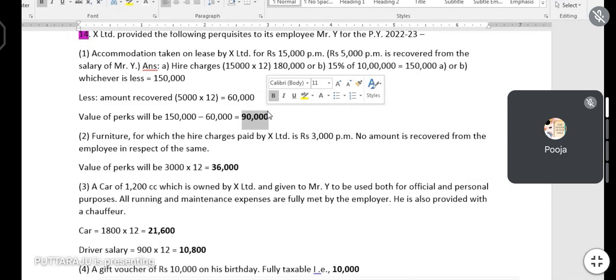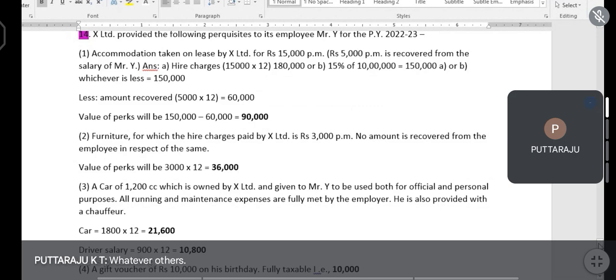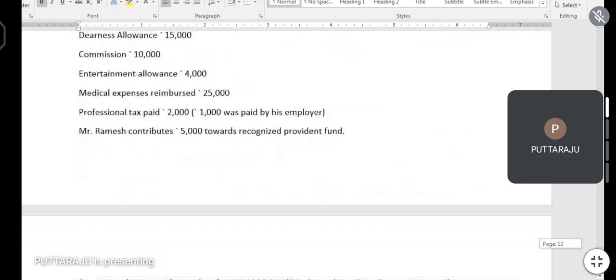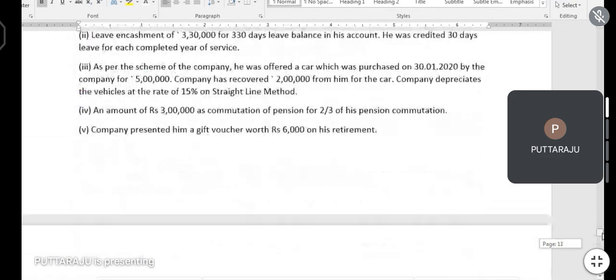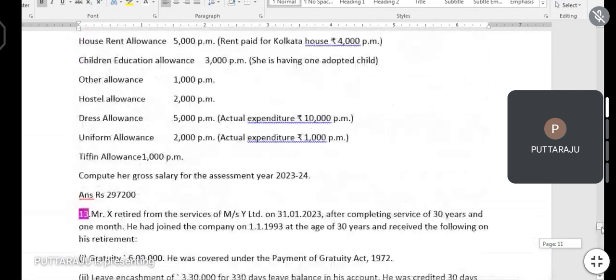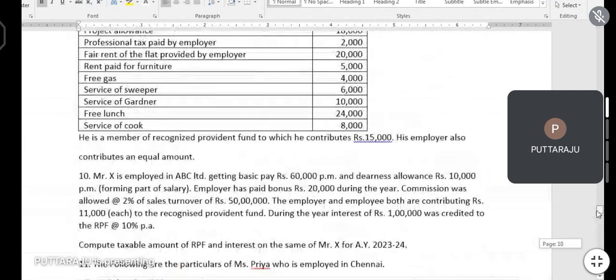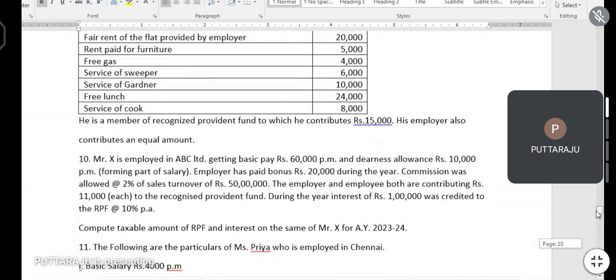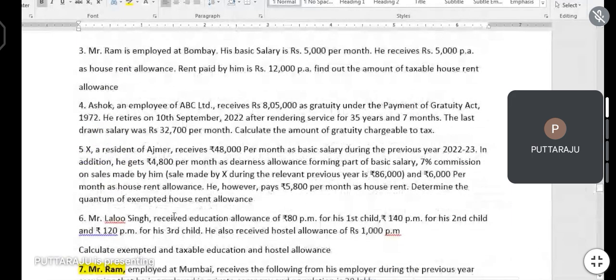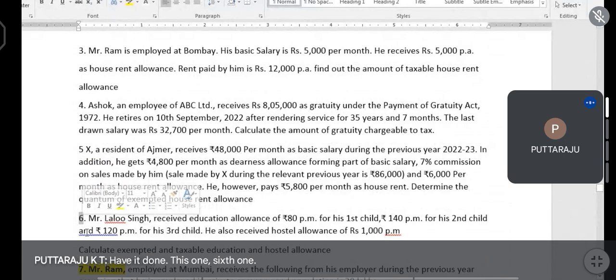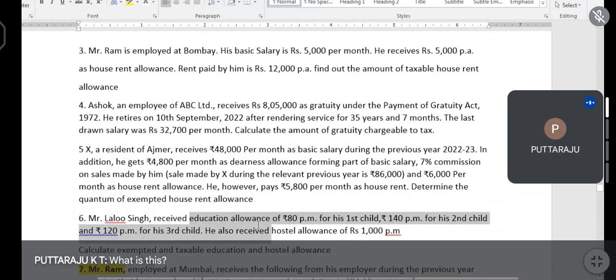Yes, sir. What about others? Have we done this one? Sixth one? No, sir. What is this? Education allowance and hostel allowance.